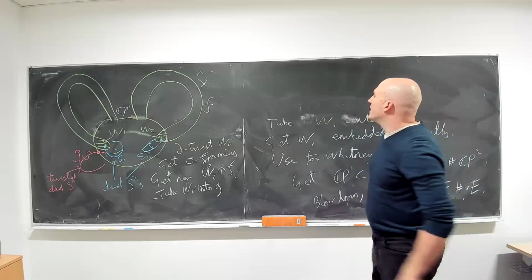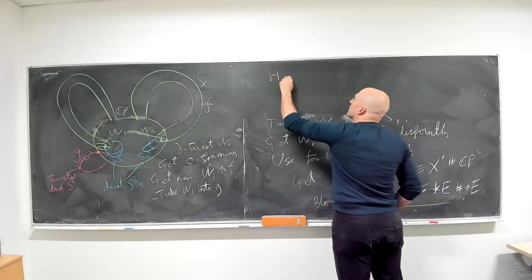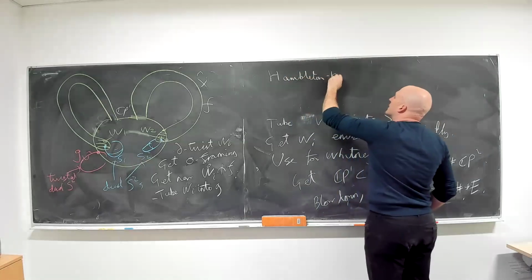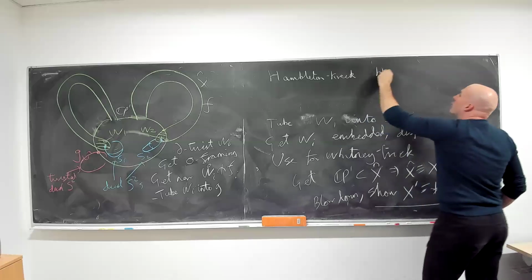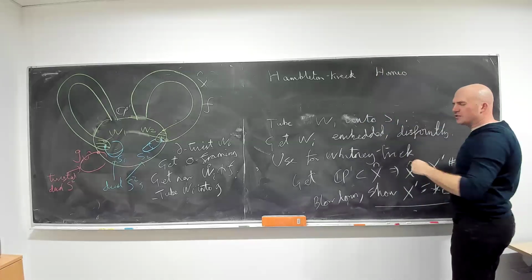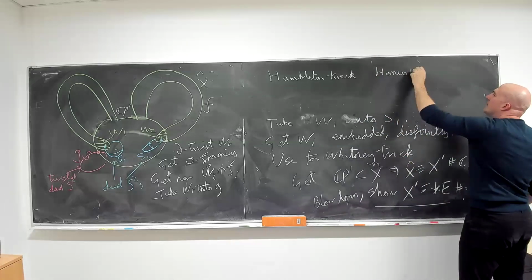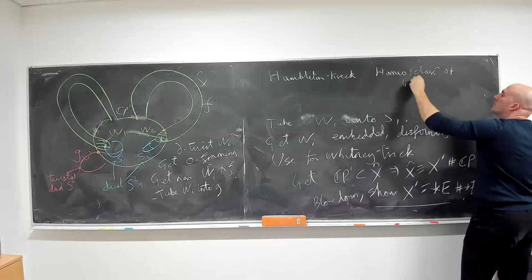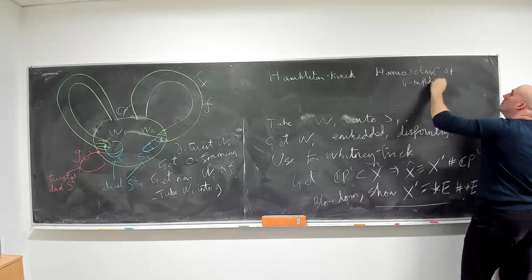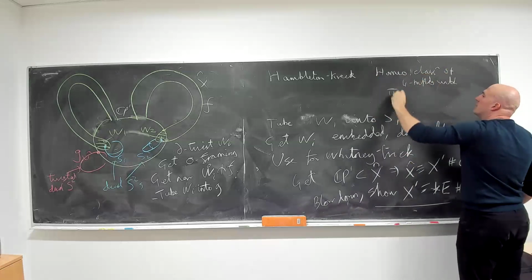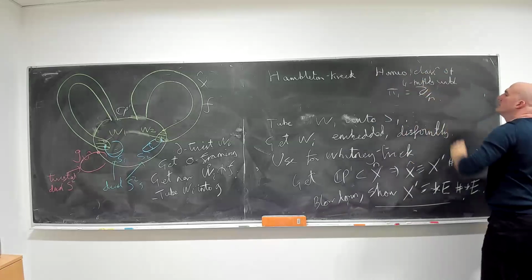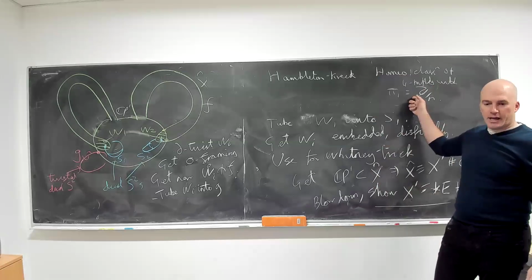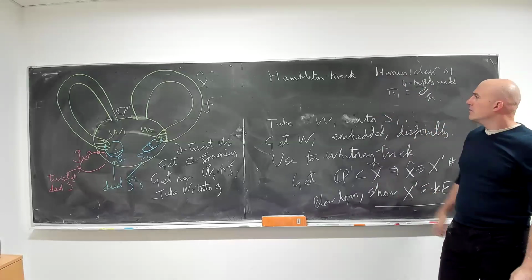So they were applying Hambleton and Kreck. Hambleton and Kreck had, a long time ago, a homeomorphism classification of four manifolds with pi1 equal to Z mod n. I didn't go into the history of homeomorphism classifications, but I think in that paper they were applying this Hambleton-Kreck result.